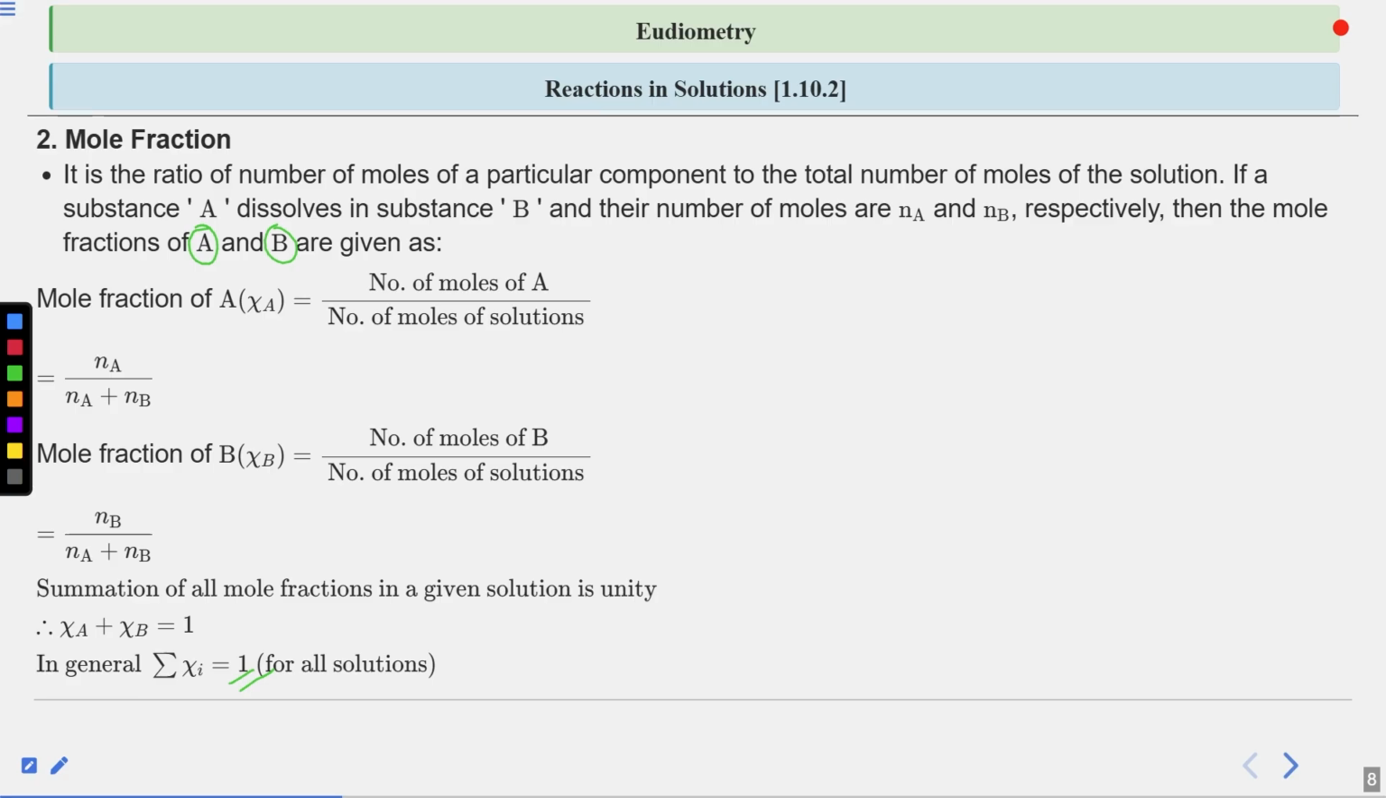Yes, you can calculate chi B by subtracting chi A from 1. It's very simple. Just bring this chi B here, and you can calculate chi A. So remember, students, this formula is only applicable when you take the mole fraction of each and every component. Suppose you have 3 components, and if you add the mole fractions of 2 components, you won't get 1. You have to add the mole fractions of all those 3 components.